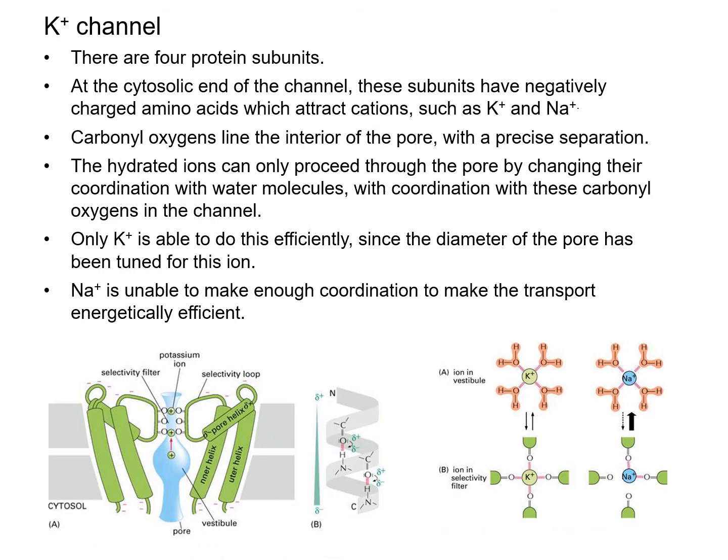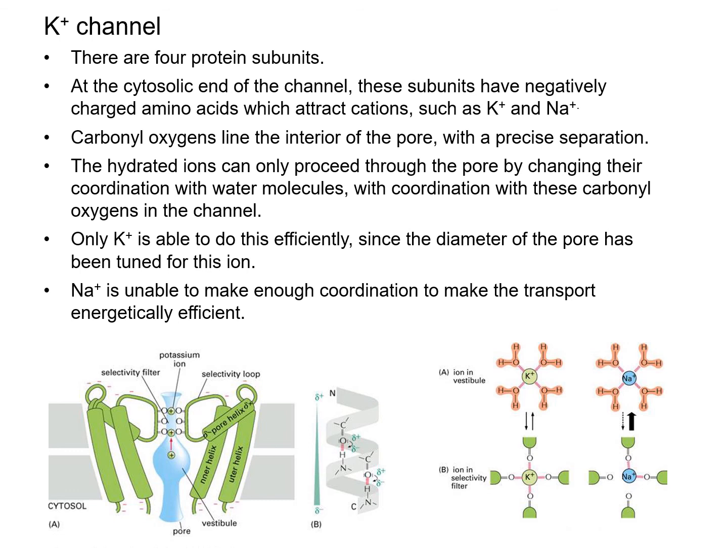The potassium ion channel has 4 protein subunits, although only 2 are shown in this picture. And at the cytosolic end of the channel, these subunits have negatively charged amino acids which attract cations such as potassium and sodium ions. And carbonyl oxygens line the interior of the pore here with a precise separation, and that provides a key feature for the selectivity of these potassium channels.